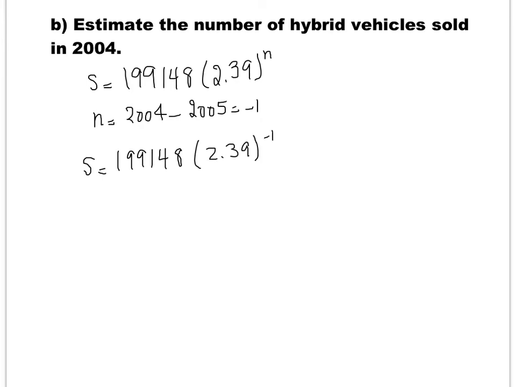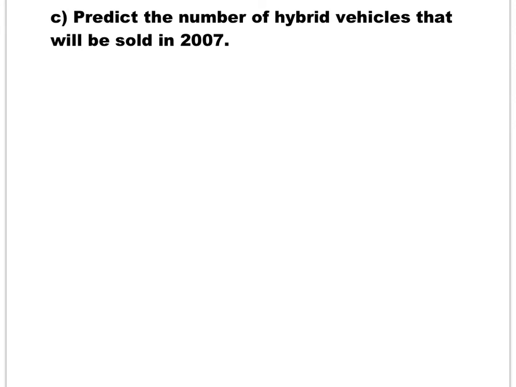If you remember, exponent negative 1 can be written as 199,148 divided by 2.39 exponent positive 1. If you evaluate this one, this is approximately 83,325.5. So we can say that in 2004, there were approximately 83,325 or 326 cars in the US.